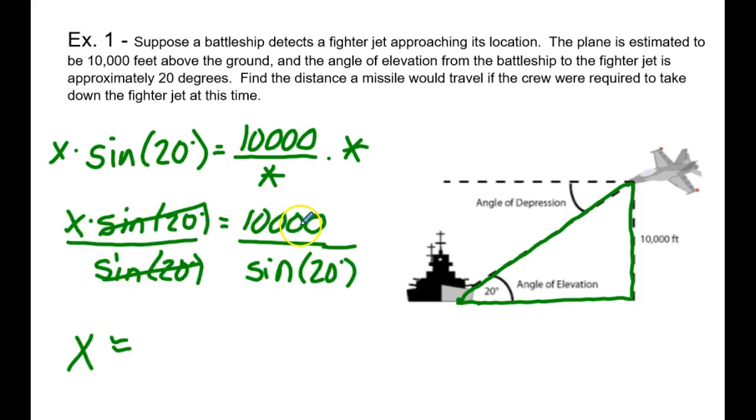And then if you take 10,000 divided by the sine of 20 degrees, you get approximately 29,238 feet. And if you wanted to put this into a better perspective, you could convert this to miles by dividing by 5,280 feet, which you would get is approximately 5.5 miles. So that is the distance that missile would have to launch from the battleship to the fighter jet.